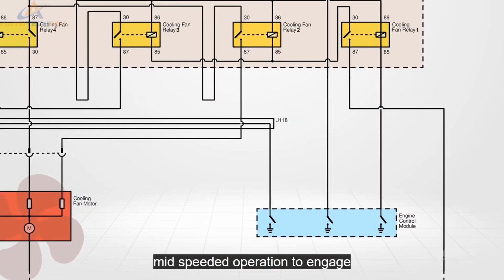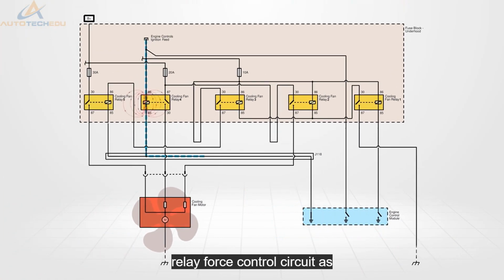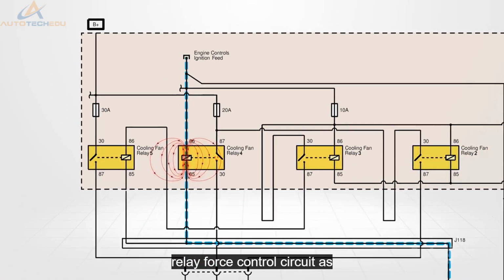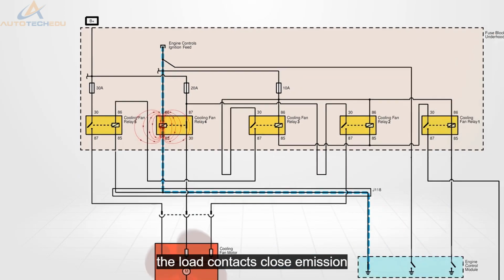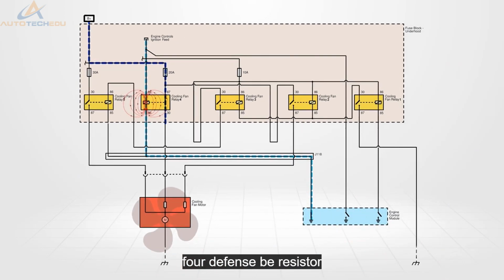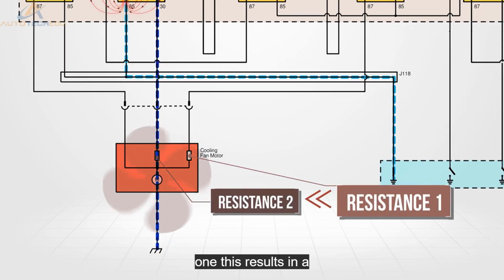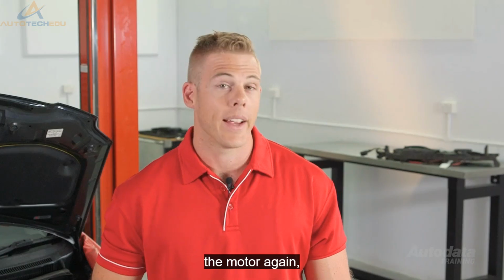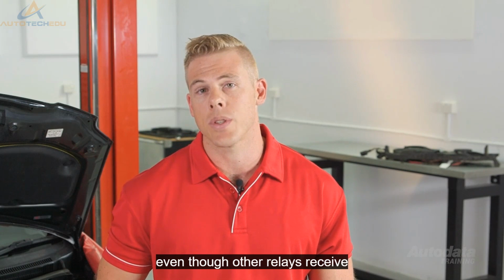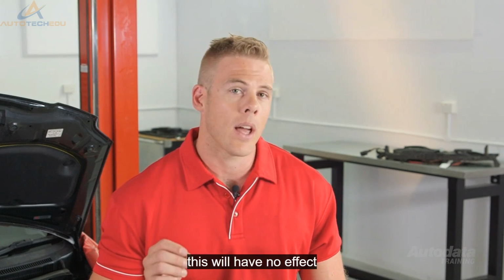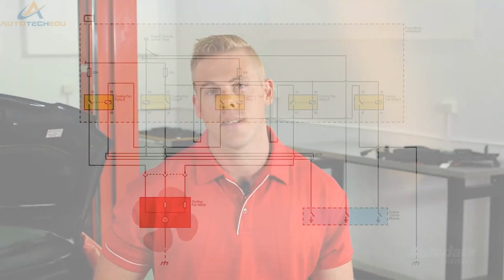For the mid-speed operation to engage, the ECM grounds a separate driver, completing relay 4's control circuit. As the load contacts close, ignition current flows through relay 4 to fan speed resistor 2. Resistor 2 has a lower resistance than resistor 1. This results in a higher RPM output from the motor. Again, even though other relays receive a ground from the ECM, this will have no effect on the mid-speed operation.